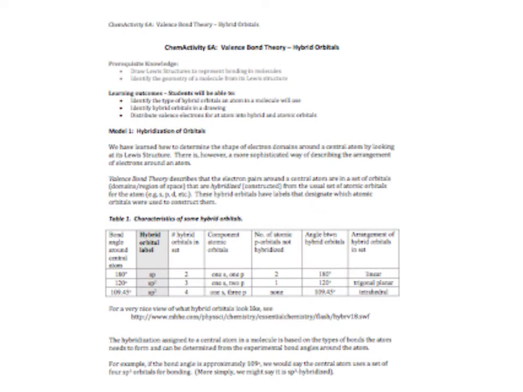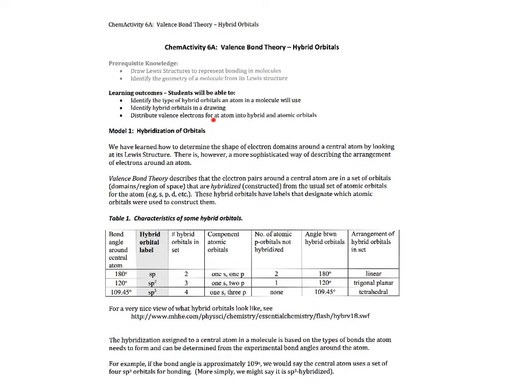So in this recording, we're going to just focus on Model 1. And what we're going to learn here is that the electrons in a molecule are going to be involved in hybrid orbitals rather than atomic orbitals. So we've already learned how to determine the shape of electron domains around a central atom. And we do that by looking at the Lewis structures. But we have to go a little deeper to understand exactly what's happening with all those orbitals.